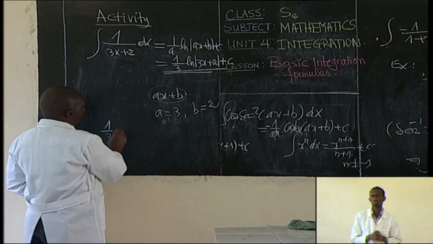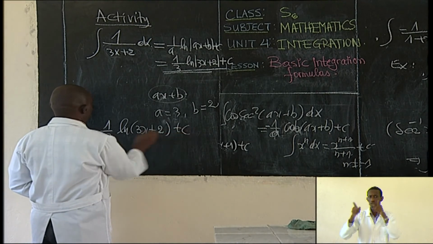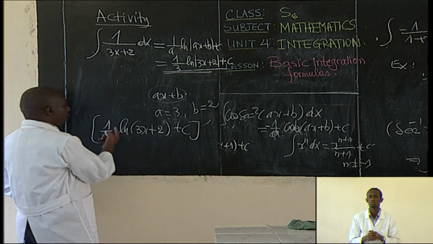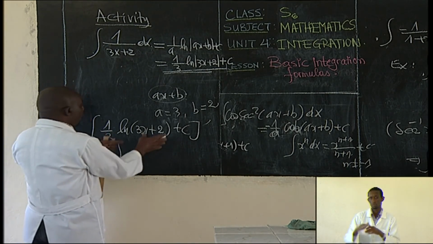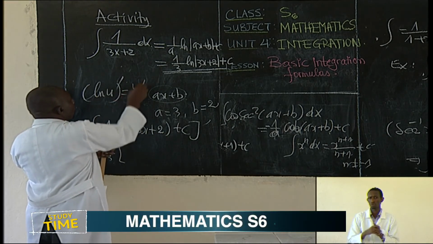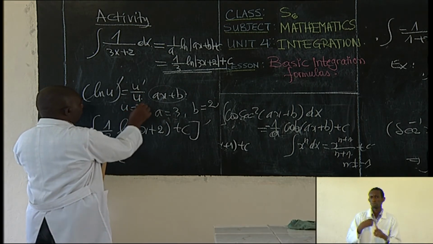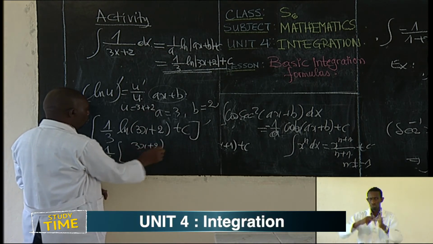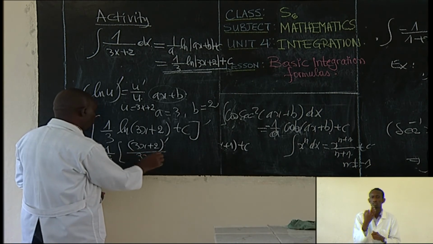1/3 ln of 3x plus 2 plus c, derivative of this. I want to prove that my answer is correct. This is a constant. It is 1/3. Then when you have ln of u, the derivative is equal to derivative of u divided by u, isn't it? For me, u is 3x plus 2, which means I have the derivative of 3x plus 2 divided by 3x plus 2.